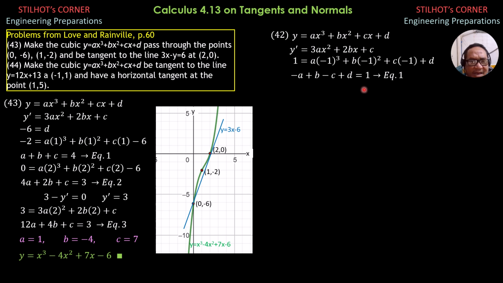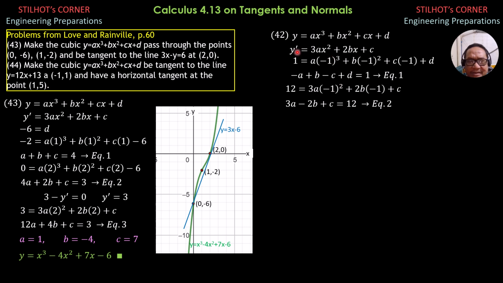Then we have to substitute here. y prime is 12. The slope of the tangent at (-1, 1) is 12. So 12 equals 3a times (-1) squared plus 2b times (-1) plus c. Simplifying, that's 3a minus 2b plus c equals 12. Call that equation 2.